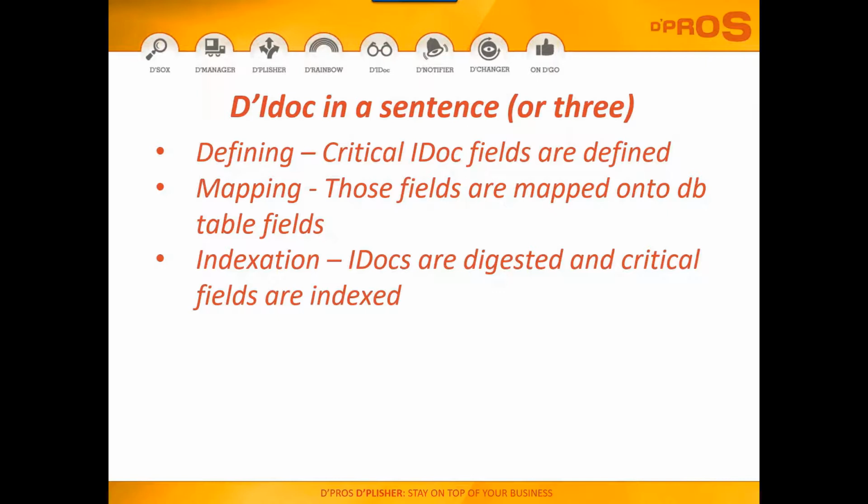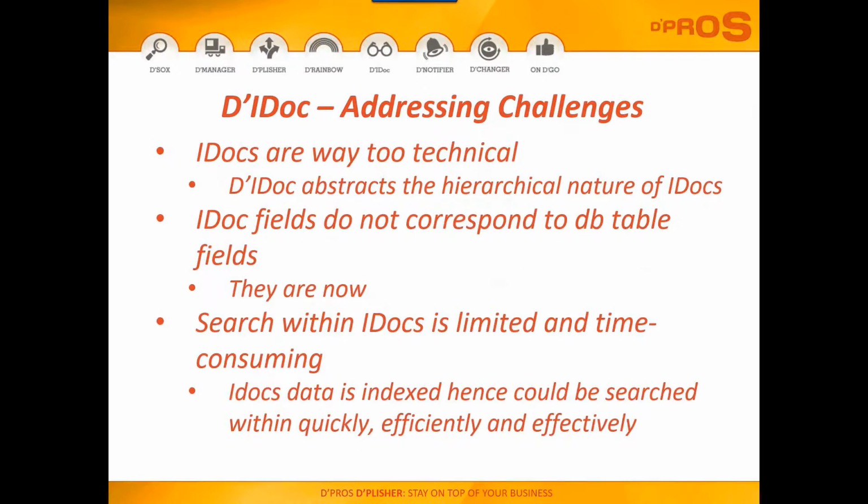We will map them onto a database object. The system, the IDoc, will do that automatically, but users may help IDoc and map them other than the default way the product does. And the last phase is indexation. As soon as an IDoc reaches the system, we digest that IDoc and we index those critical fields we defined earlier. So it's a kind of cheating because we are not really searching within the huge world of IDocs. We are searching only within those fields that are important for the organization, and that's why we have an easy way to address those challenges.